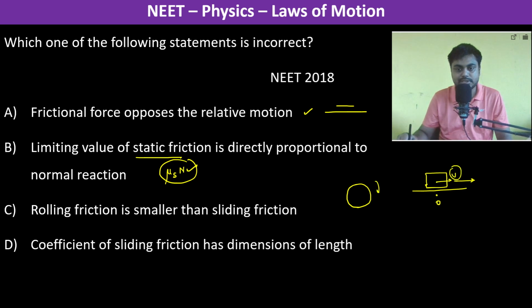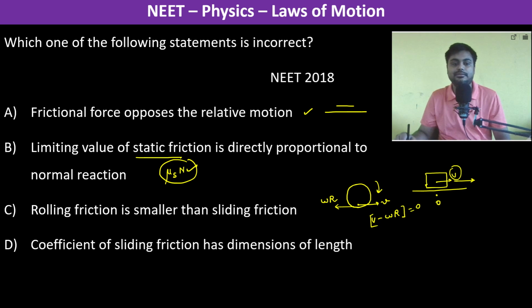But when rolling is happening, this point has velocity v due to the translational motion, and omega r due to the rotational motion. So v minus omega r is the net velocity, which is actually zero in terms of rolling. So therefore the rolling friction is smaller.